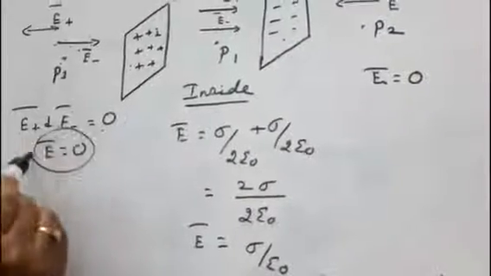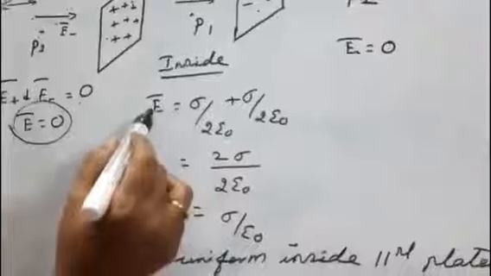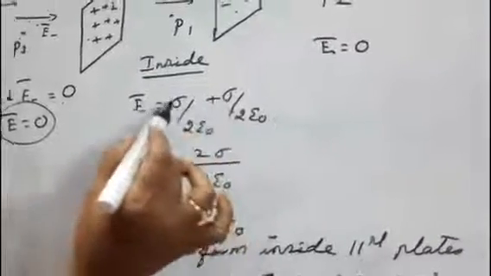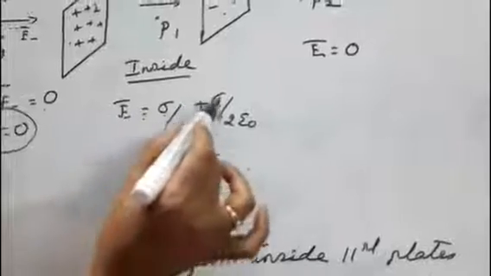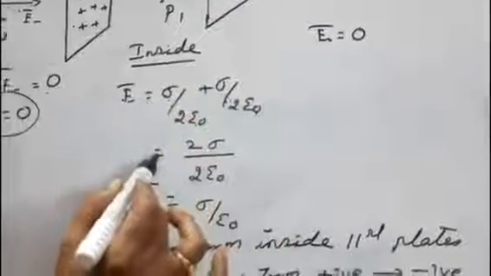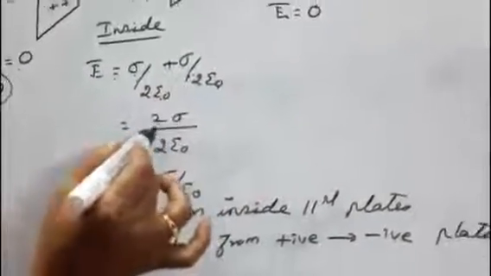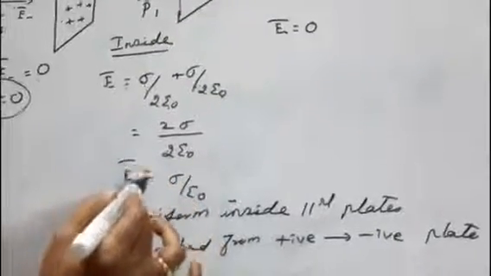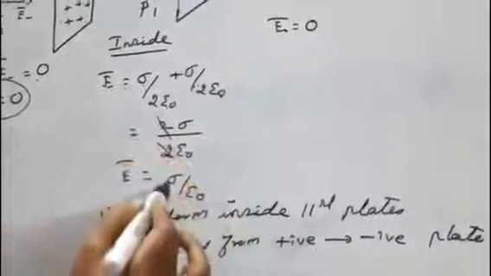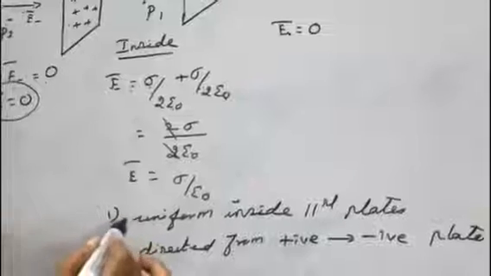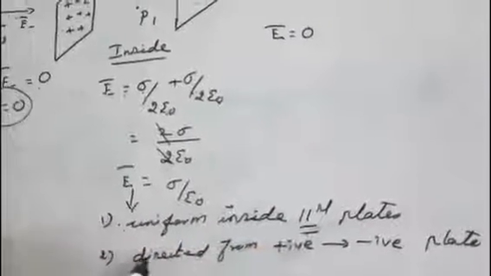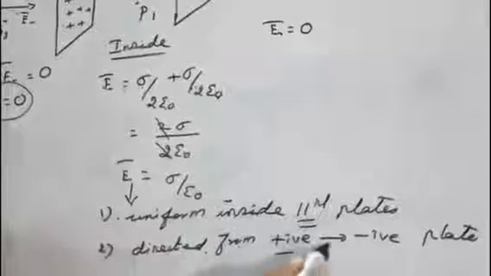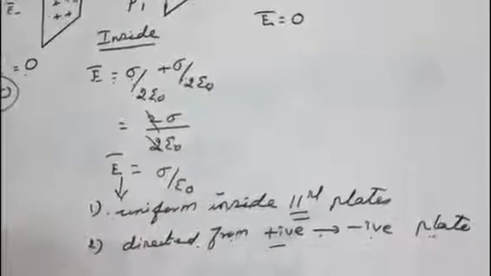value is 0. Inside there are two electric fields, so we have to write the electric field separately: sigma by 2 epsilon naught plus sigma by 2 epsilon naught. Therefore we get 2 sigma by 2 epsilon naught, so sigma by epsilon naught. Here we can make two observations: this electric field is uniform inside the parallel plates and it is directed from the positive plate to the negatively charged plate.